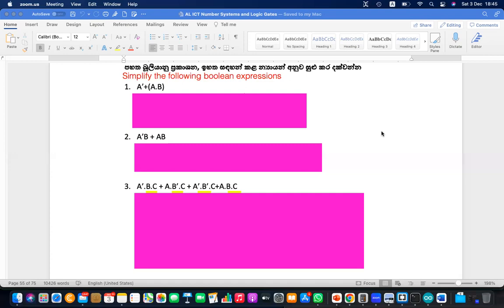So try to solve that. First write down the question. I will show you the laws. In case you have not written them down, I will show you the laws.